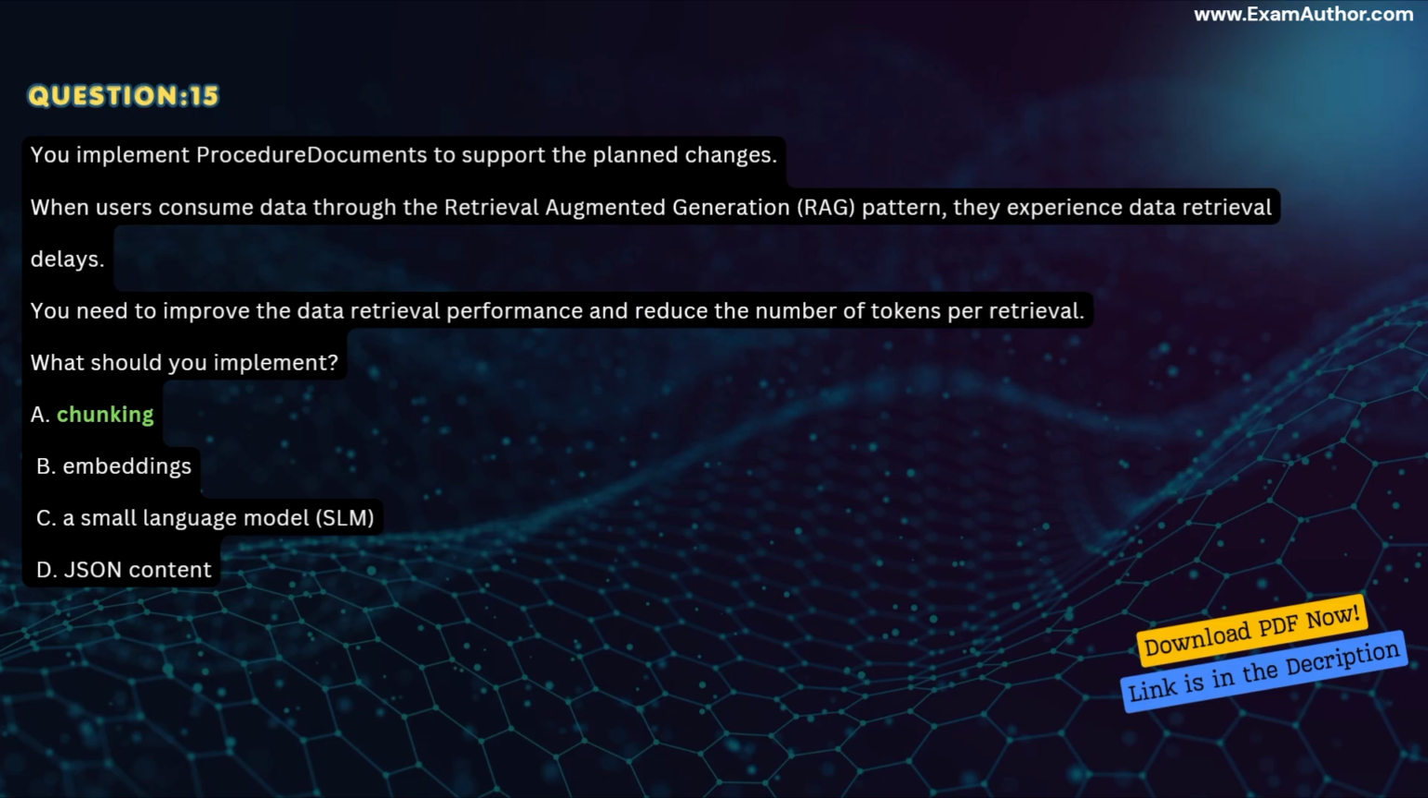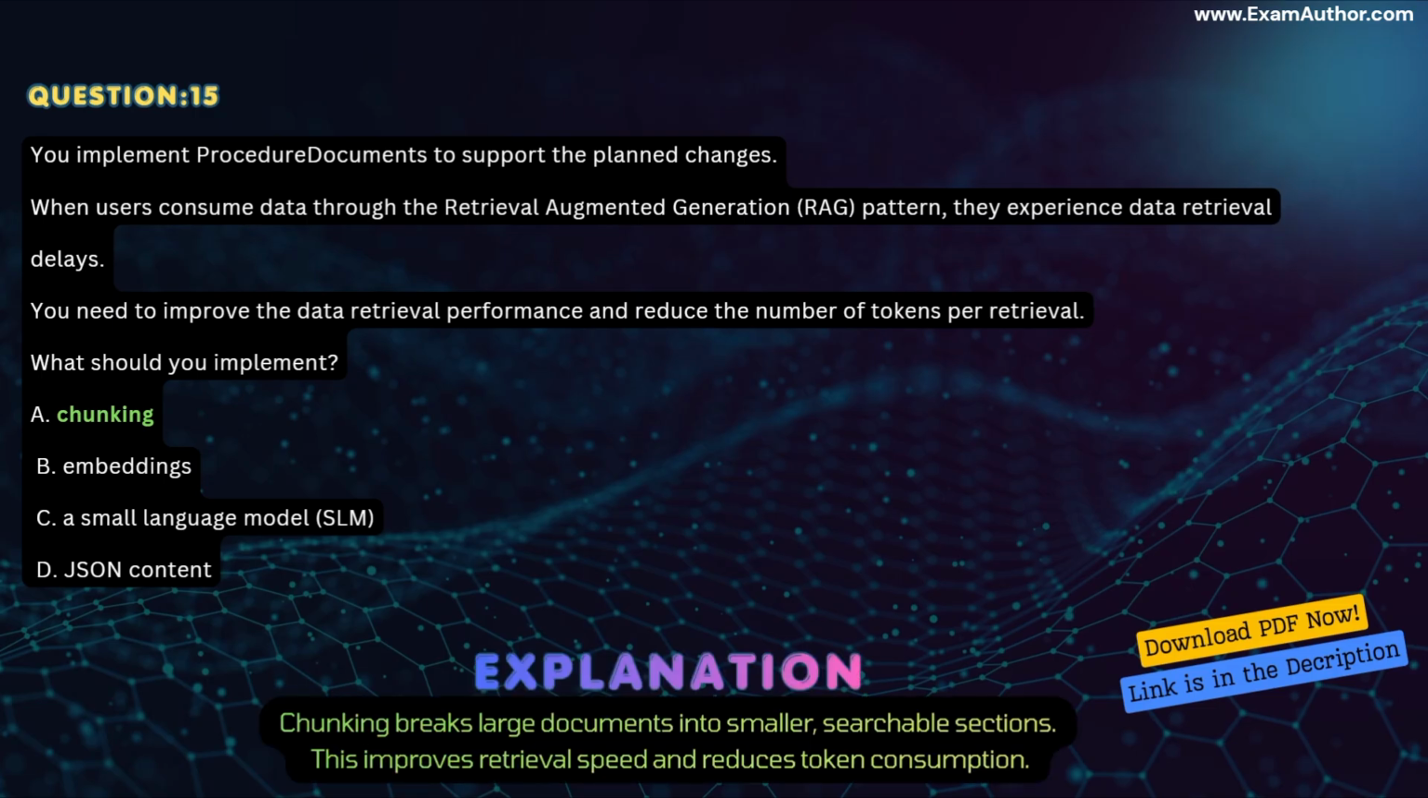Chunking. Explanation. Chunking breaks large documents into smaller, searchable sections. This improves retrieval speed and reduces token consumption.